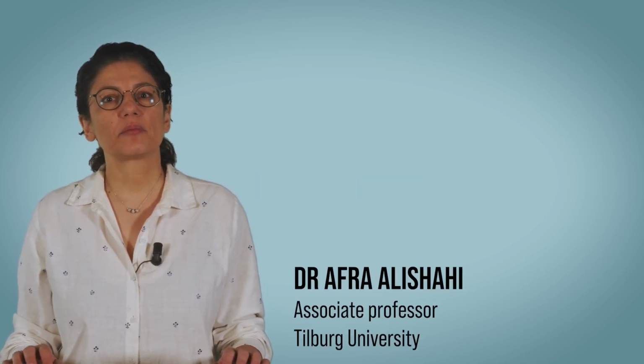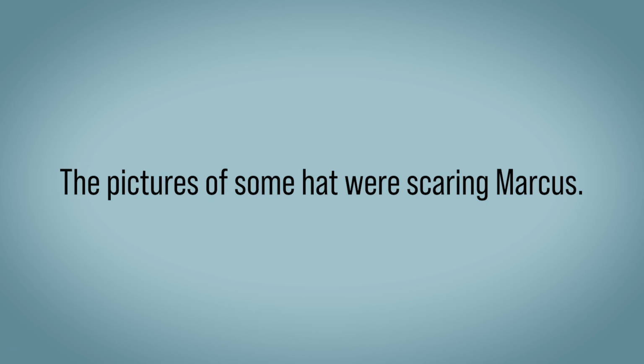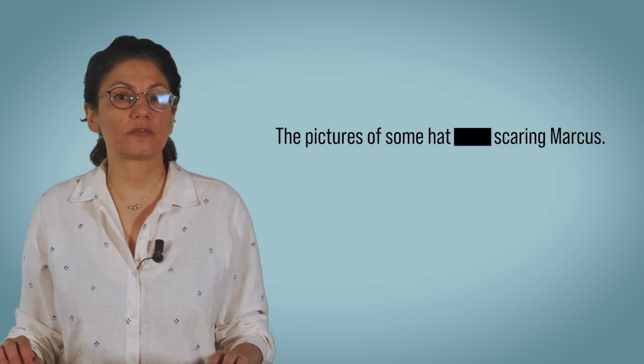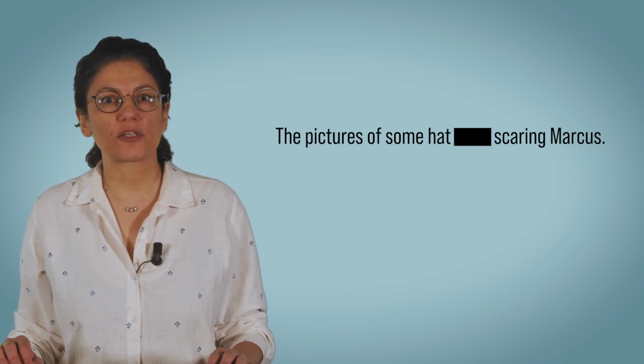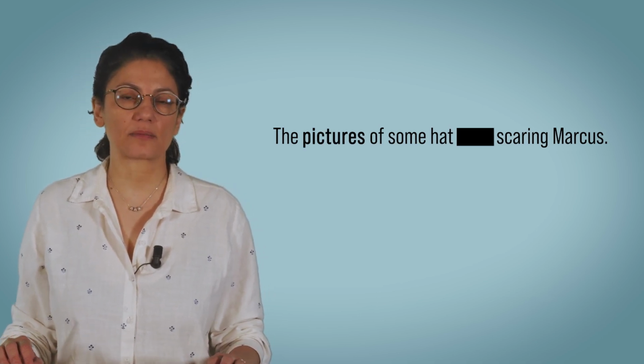Let's compare these different methods with each other and see how they work in practice. Consider the task of subject-verb agreement, where the language model is fine-tuned to replace the masked word with the right verb with the right number. For example, in the sentence, "The pictures of some hat were scaring Marcus." If we mask the main verb, the model has to choose "were" instead of "was". If the model chooses the correct verb form, the contextual representation it builds must rely heavily on the number of the main noun in the sentence.